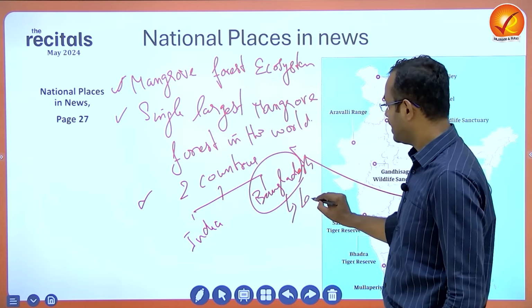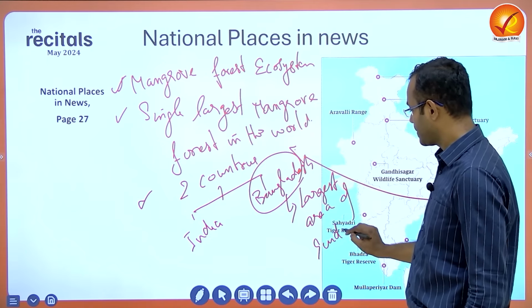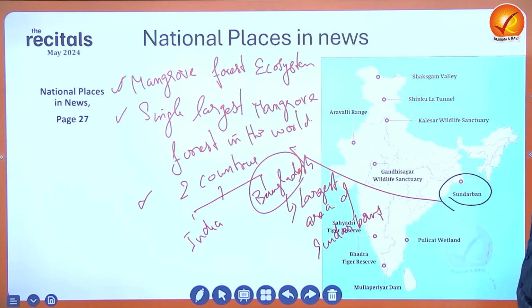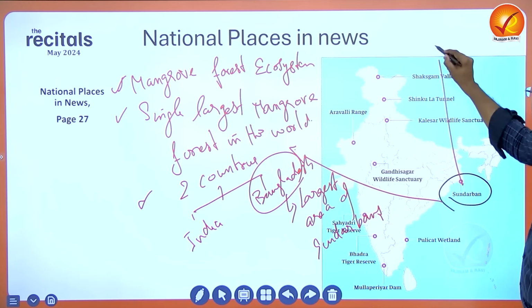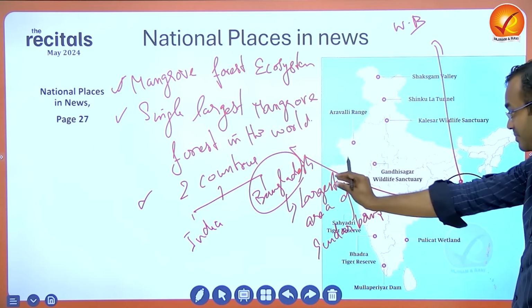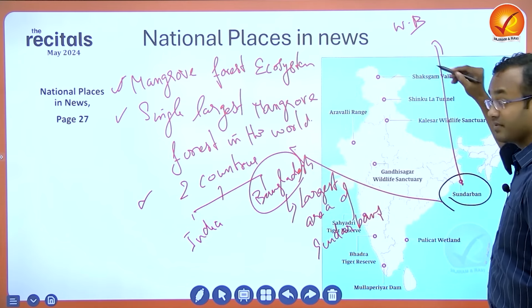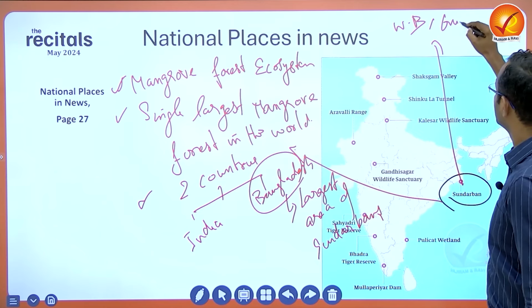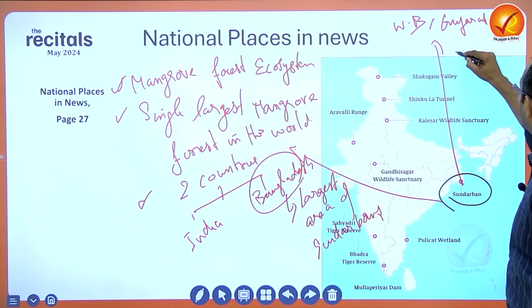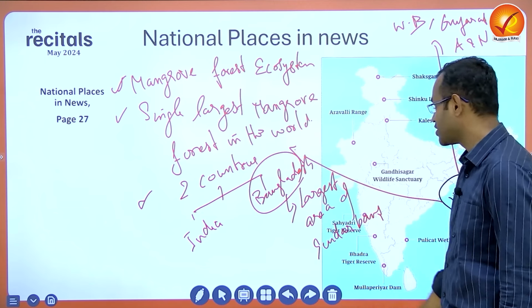Bangladesh has the largest area of Sundarbans. Within India, in terms of mangrove forest cover, West Bengal has the largest area of Sundarbans. That is, the part of Sundarbans in West Bengal gives the largest area of mangroves in Sundarbans in India, followed by West Bengal, Gujarat, and Andaman and Nicobar Islands. These are with respect to regions.